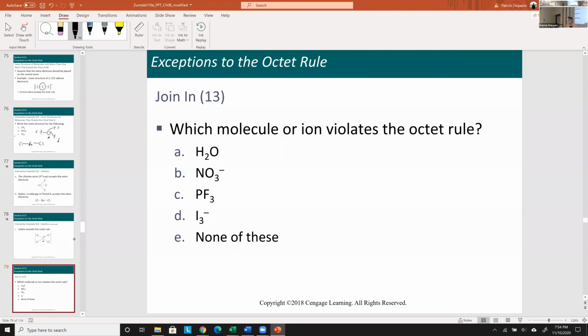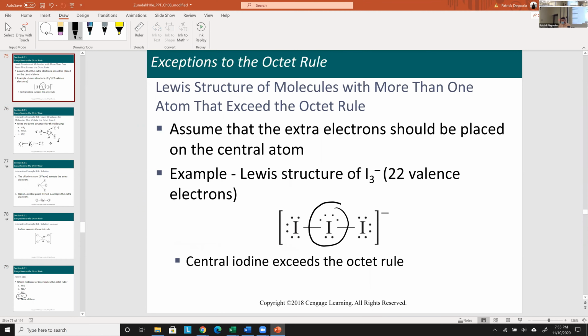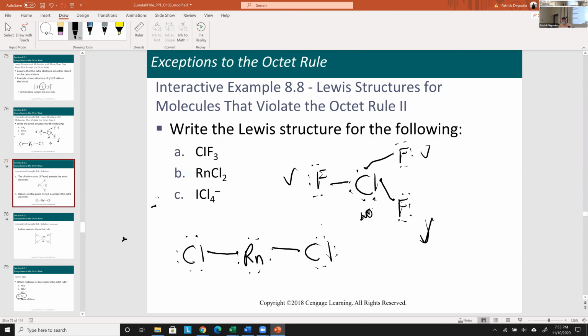Okay, so which molecule violates the octet rule? Just from looking at it, you should be able to figure it out. I'll give you a second. And you could type in the answer if you want. Does H2O violate it? Angela's on a roll. Nice job. So I3 violates it. Why? Because that's weird. I3, we saw that one before, right? Yeah, where it's weird. The middle iodine does not have the octet rule.